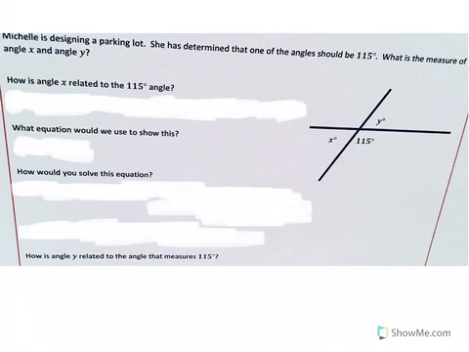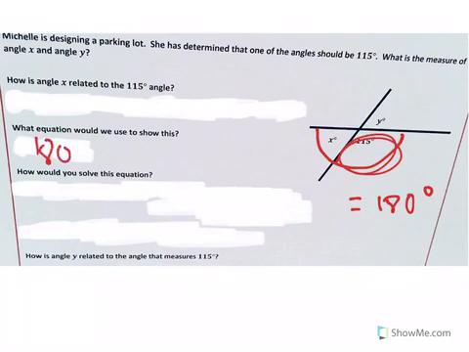If we take a look here, the first question says, how is angle X related to the 115-degree angle? Notice that this is a straight line, so this full angle would be 180 degrees. So X has to be 180 minus this 115. The equation we would use is 180 minus 115, and you end up with 65 degrees. So X equals 65 degrees.